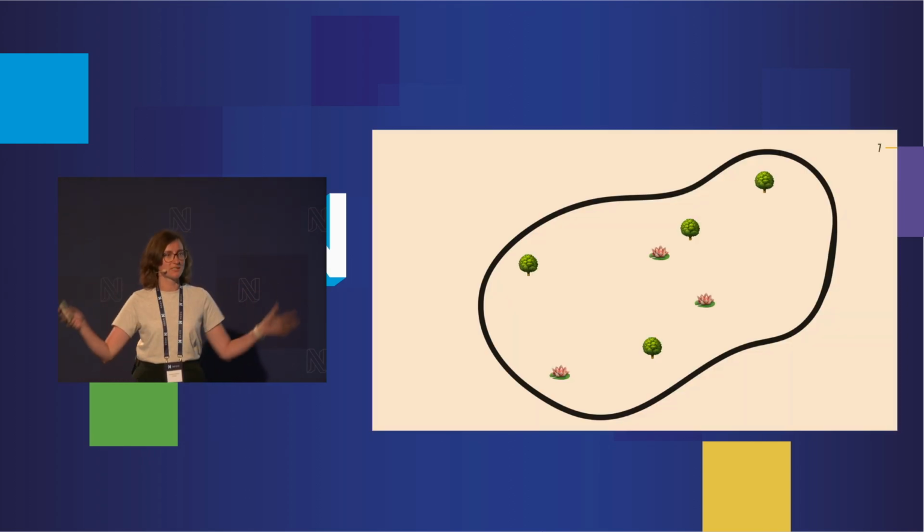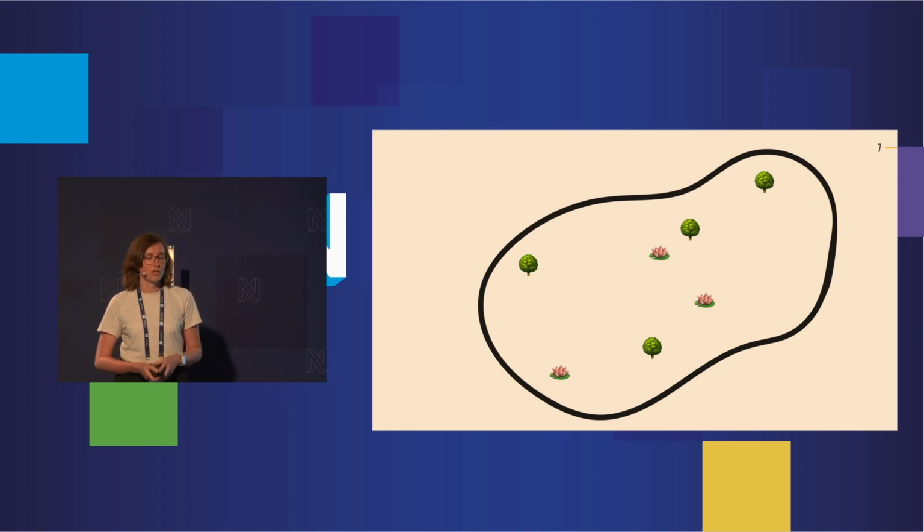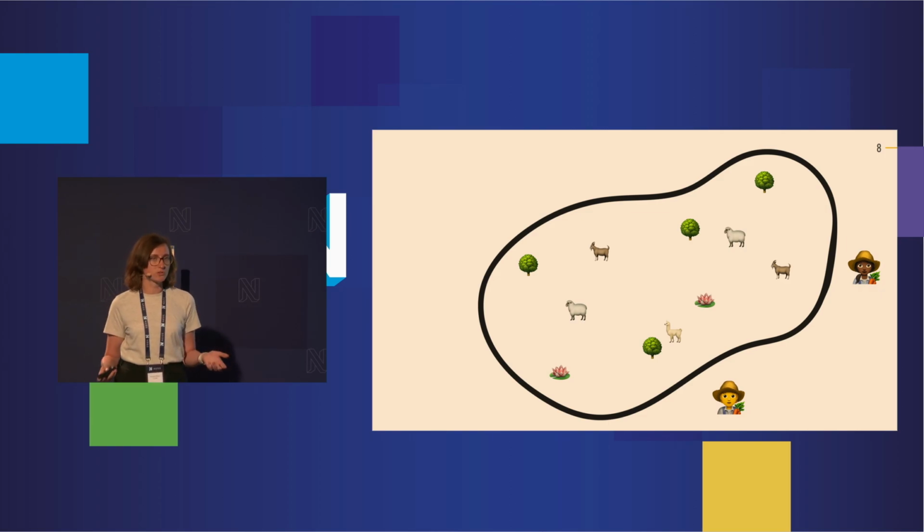In the beginning, you have a nice empty space, there's some trees, there's a lot of free area, and you can be really creative with what you create. So you start to bring in some goats, some sheep, maybe a llama. You have a nice little petting zoo. There's 1 or 2 people who feed the animals and take care that they're all doing well.